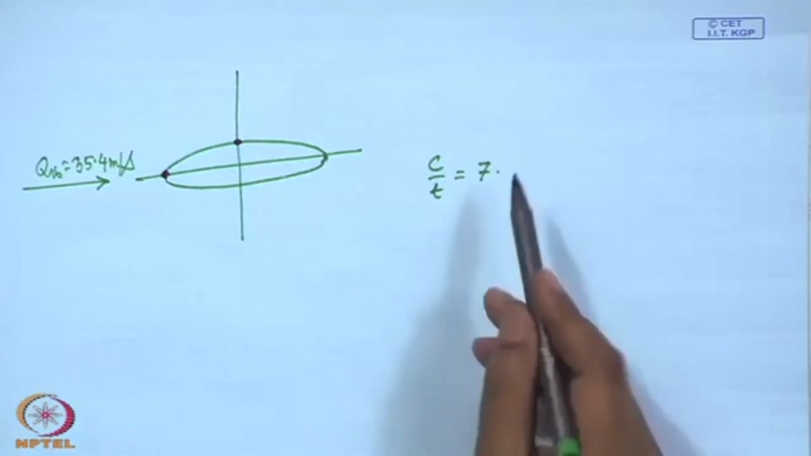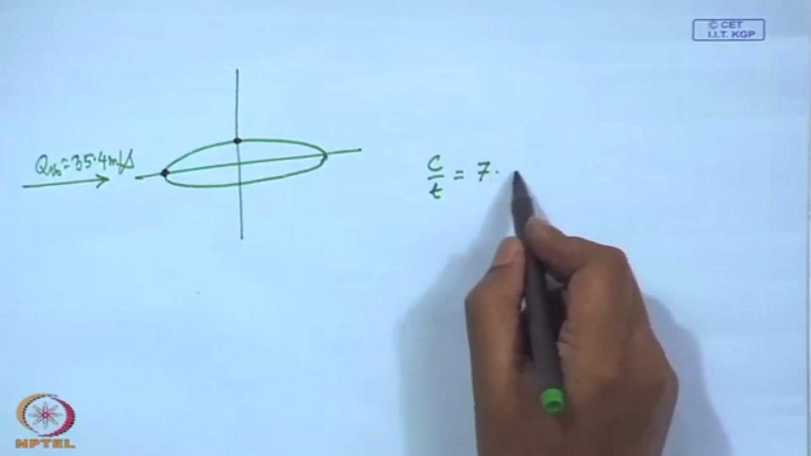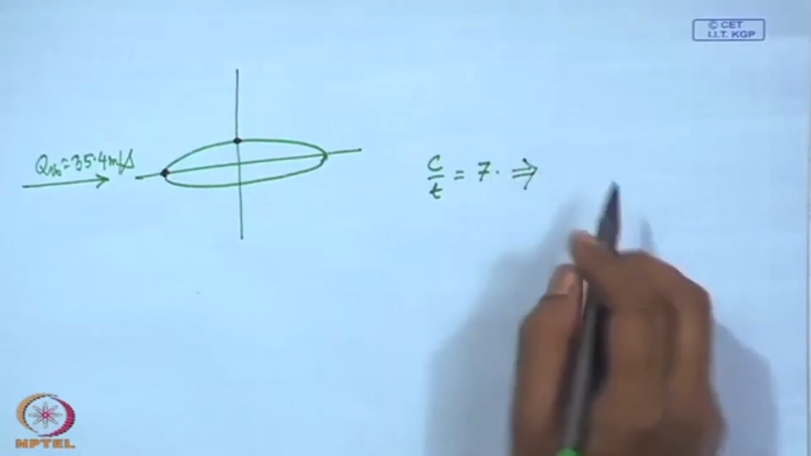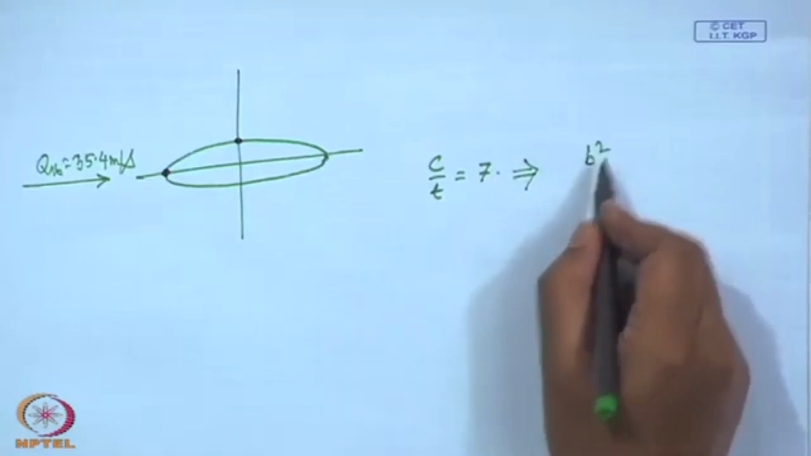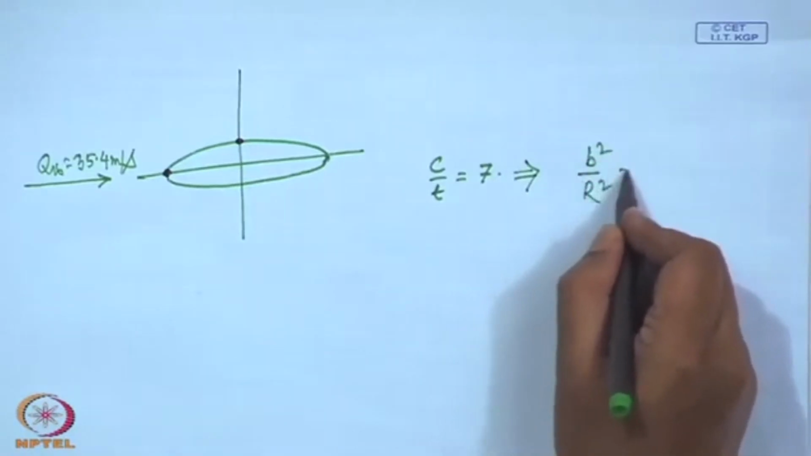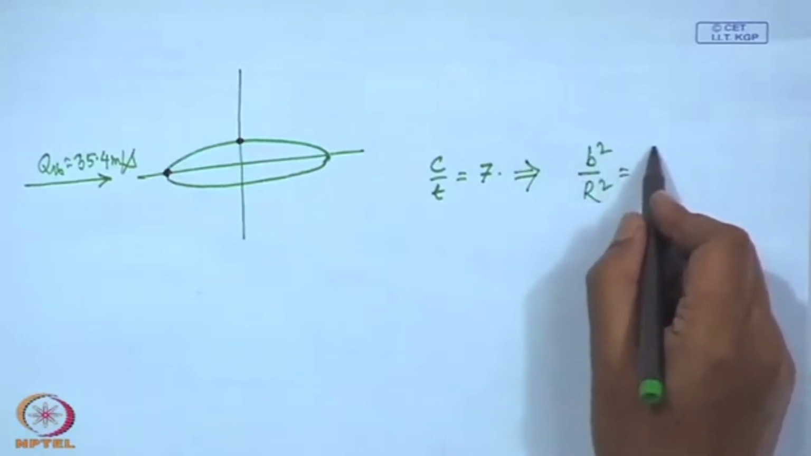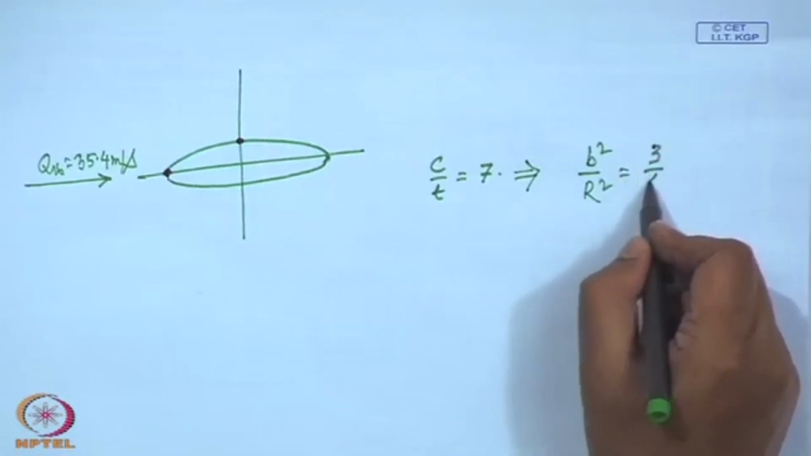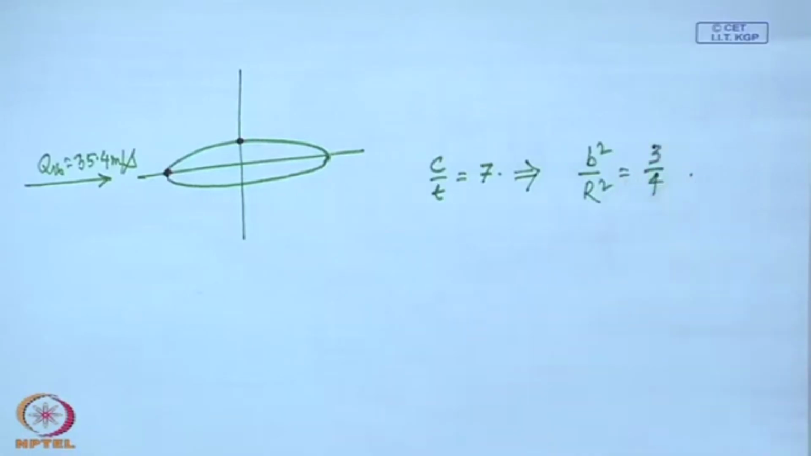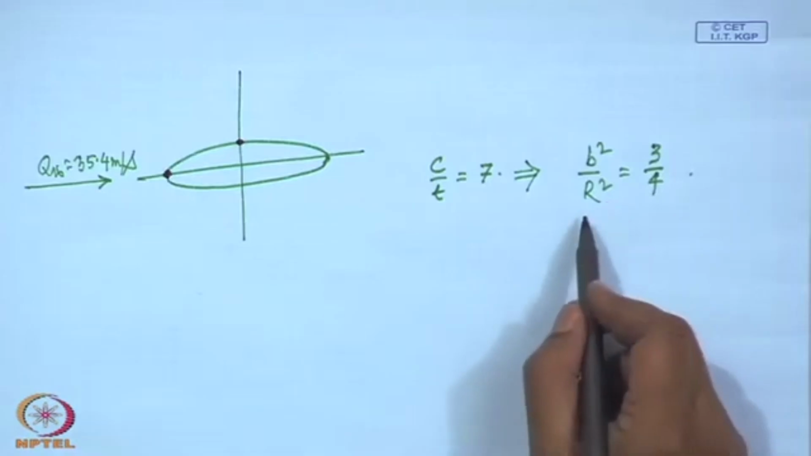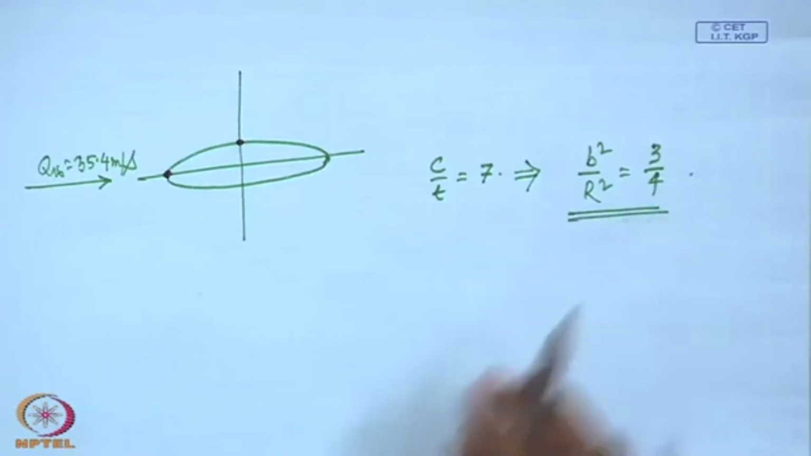As before, the way we have done earlier, this fineness ratio of 7 implies that b square by r square equal to 3/4. We have done it already, exactly the same, this will give b square by r square equal to 3 by 4.